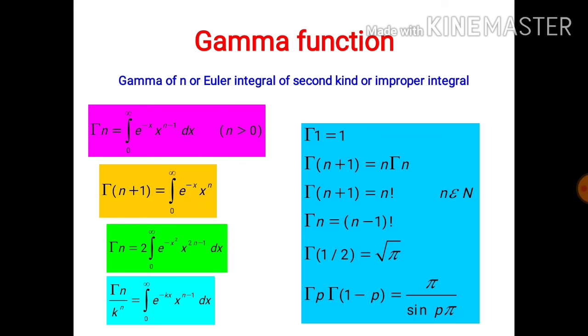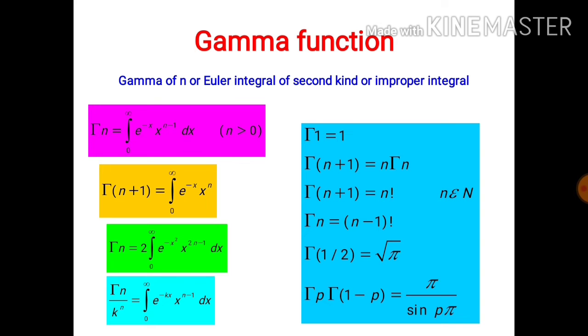Gamma of n, or the Euler integral of the second kind, is an improper integral. This is the formula: gamma of n is equal to the integral from 0 to infinity of e raised to power minus x into x raised to n minus 1 dx. Second formula: gamma of n plus 1 is equal to the integral from 0 to infinity of e raised to power minus x into x raised to n. Third formula: gamma of n is equal to 2 times the integral from 0 to infinity of e raised to power minus x square into x raised to 2n minus 1. Gamma of n upon k raised to n is equal to the integral from 0 to infinity of e raised to minus kx into x raised to n minus 1.